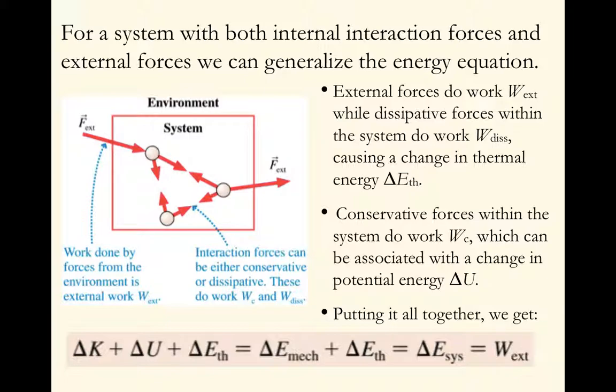Conservative forces within the system do work, and we'll call that W_C, and that can be associated with a change in potential energy. So putting it all together, if we look at that equation on the bottom, we have delta K, our kinetic energy, plus delta U, our potential energy, plus our thermal energy, delta E thermal. That's equal to our mechanical energy, right? Because delta E mechanical is equal to delta K plus delta U, and then plus delta E thermal.